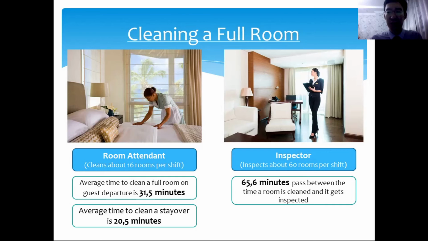The room attendant cleans about 15 or 16 rooms per shift. Of course, it may differ. And the inspector is basically a person who inspects about 60 rooms per shift. Usually 60 rooms is the maximum number of rooms located on one floor. The average time to clean a full room after the guest departs, after the checkout, is 31.5 minutes. The average time to clean a stay over is 20.5 minutes. And when it comes to the inspector, after the cleaning and making sure that the room is ready, it usually takes 6.5 minutes.